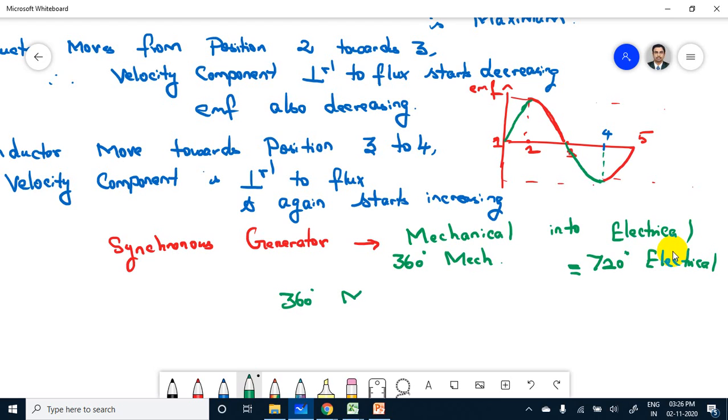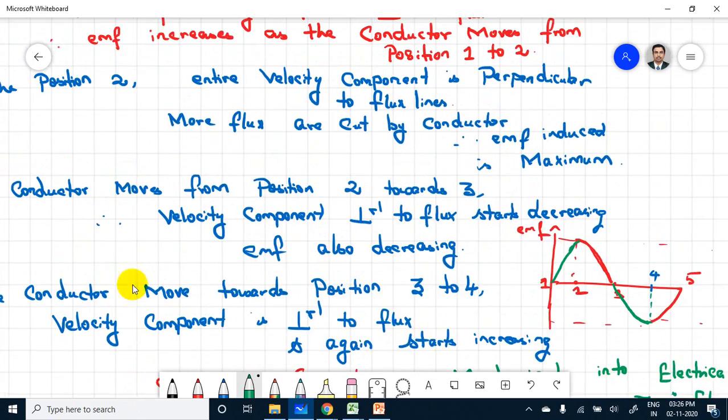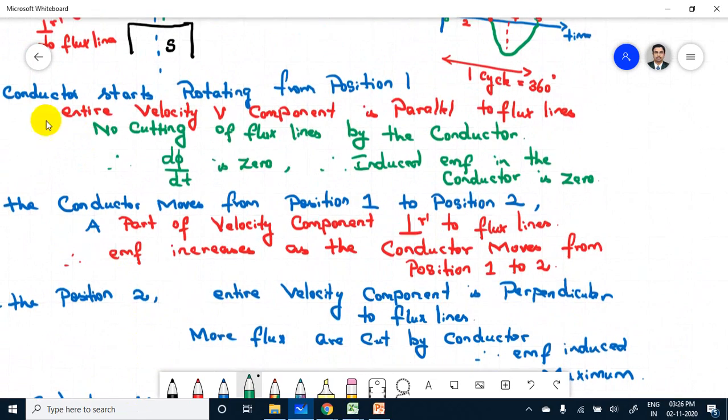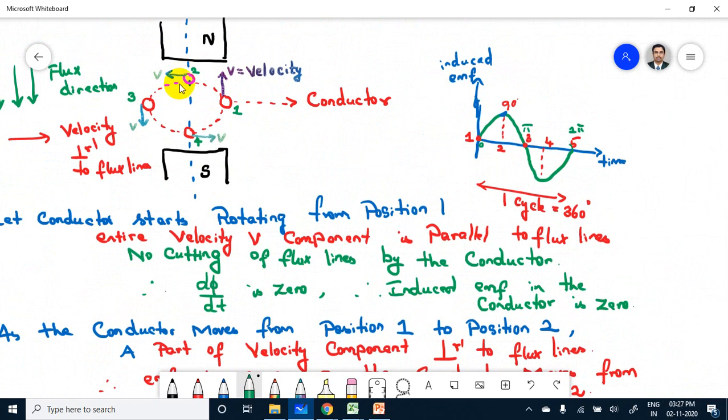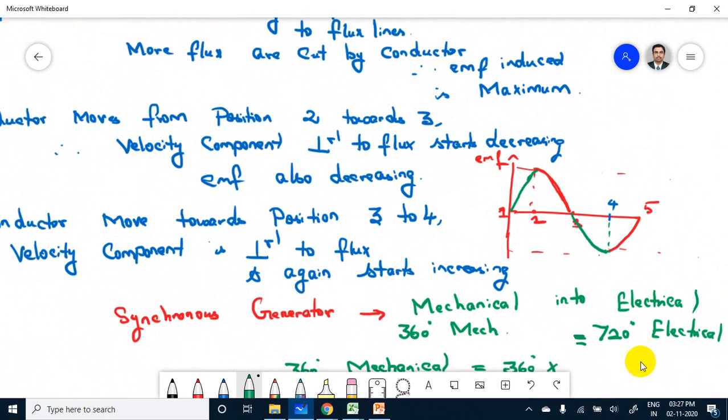360 degrees mechanical is equal to 360 degrees into, so how many poles, which I clearly mentioned, how many poles are there in that diagram? 2. 2 means it is the overall poles. But inside, for each pole how many pairs? One pair, which means two numbers. So we have to mention P divided by 2.